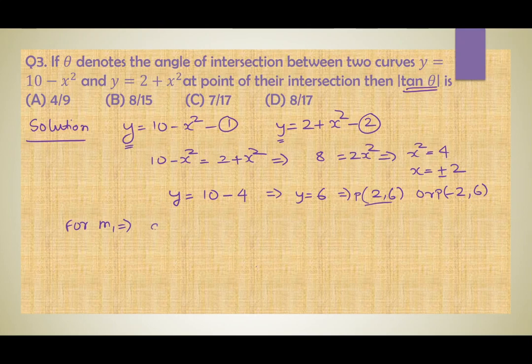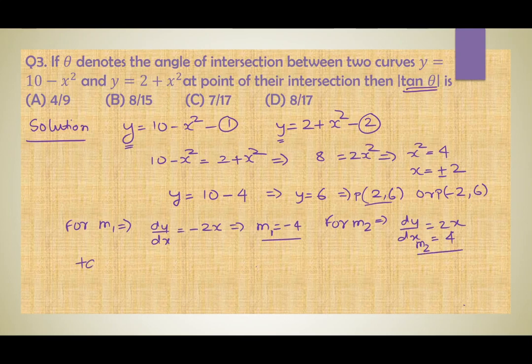So you get dy by dx is equal to minus 2x. Let us substitute the first value here. If I substitute x as equal to 2, then I get slope as minus 4. That's going to be the first slope. For M2, again, differentiate this. dy by dx will be equal to 2x. As you know, x is equal to 2, so this is going to be M2, which gives us the value as 4. Now you have M1 and you have M2.